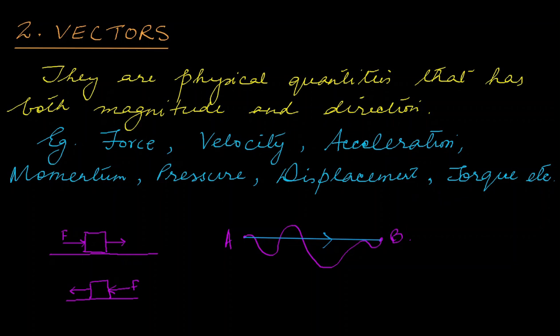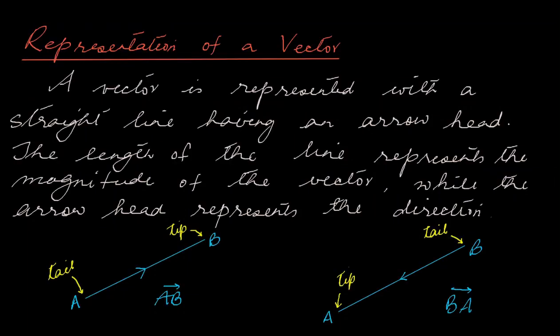All right, so let us discuss more about vectors. First of all, the representation of a vector. That means, how is a vector represented? A vector is represented with a straight line having an arrowhead. The length of the line represents the magnitude of the vector. Magnitude means how big the vector is, right? While the arrowhead represents the direction.